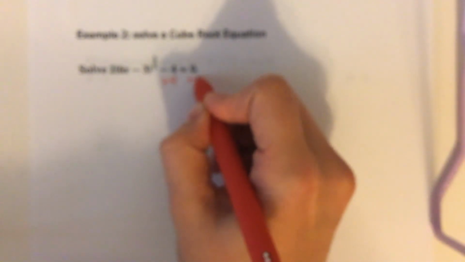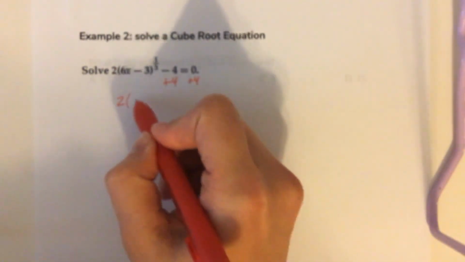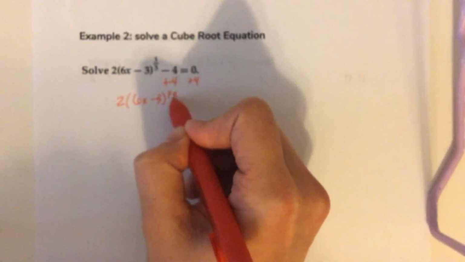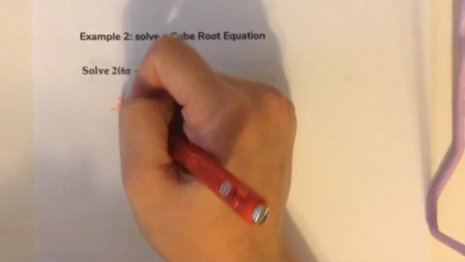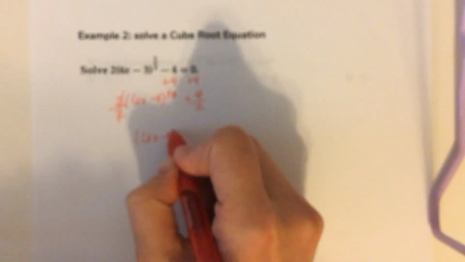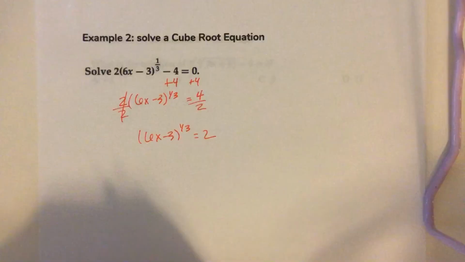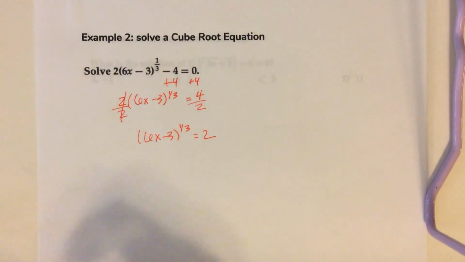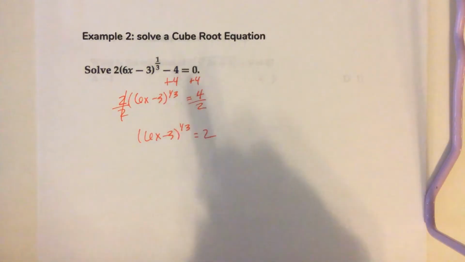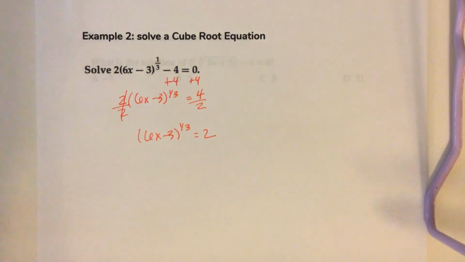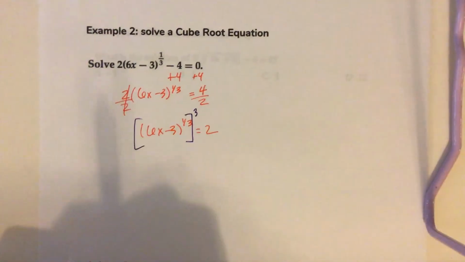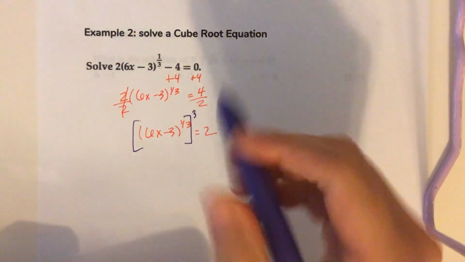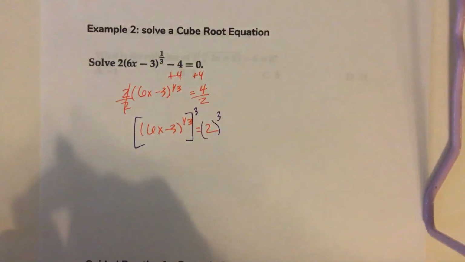So this fractional exponent here, I want to isolate that. So I have to add 4 to both sides to get 2 times, leave all this the same. And then I can divide by 2 to get my parentheses alone. 4 divided by 2 is 2. So here, we know that this 1/3 exponent is the same as taking the cubed root. So the opposite of that would be to raise it to the 3rd exponent. So I'm going to take this whole thing and raise it to the power of 3, knowing that this is going to cancel out. And if I do it to that side, I need to also do it to the right side.